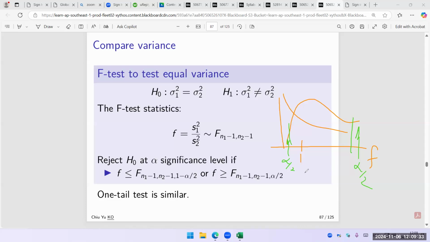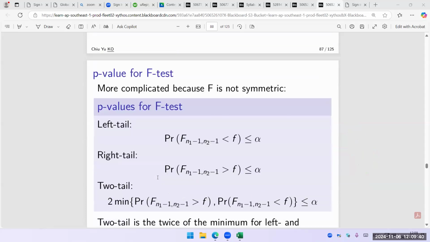So let me illustrate the idea. I promise you this is the last test, because it's the last slide already.